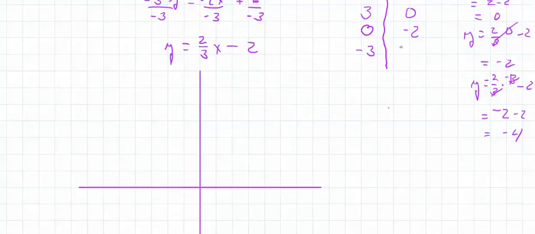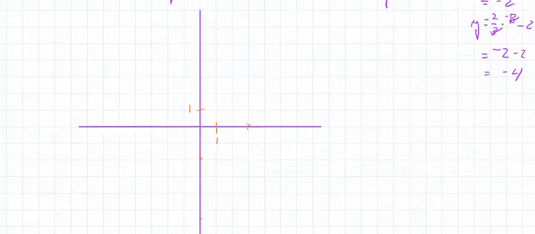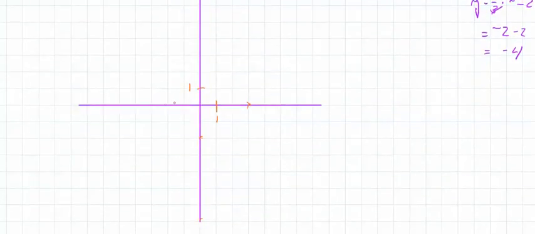Okay, I forgot to write my negative 4 right here. All right, I always have to have a scale, 1 and 1. And my ordered pairs: x is 3, y is 0, 1, 2, 3, right here. 0, negative 2 is right there. And the last one is negative 3, negative 4. I'm right there. So now I draw my line.